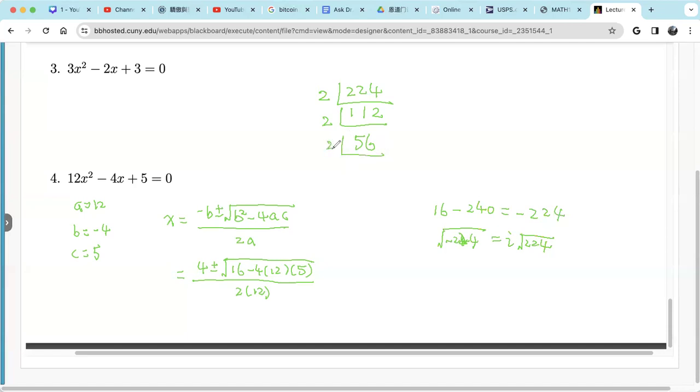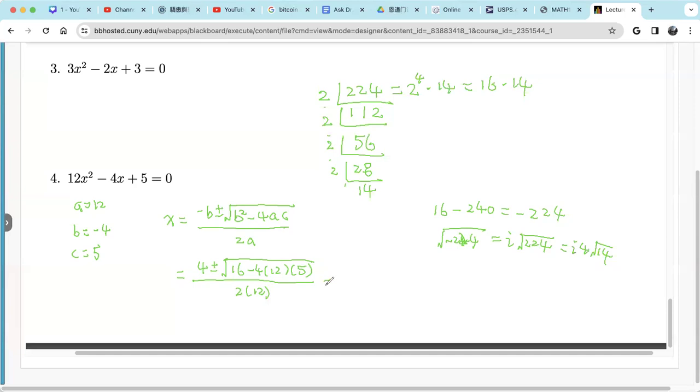56 again is an even number. I divide by 2, I get 28. Then I divide by 2, I get 14. Now I see I have 2 times 2 times 2 times 2 times 14. So that means 224 can be written as 2 raised to 4 times 14. Well, 2 to the 4 is 16, right? Times 14. So I can write this number as i times 4 square root of 14, because the square root of 16 is 4.